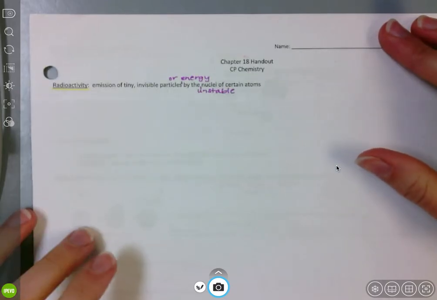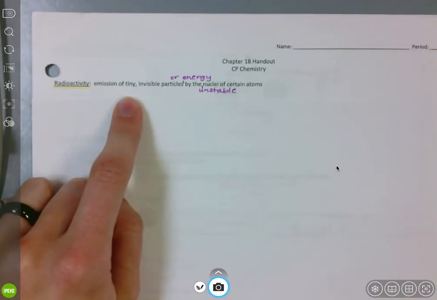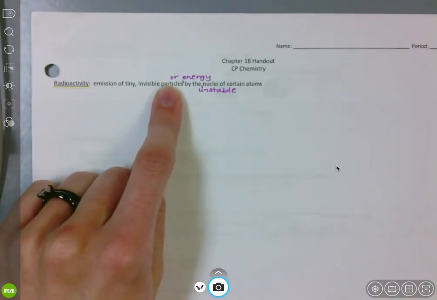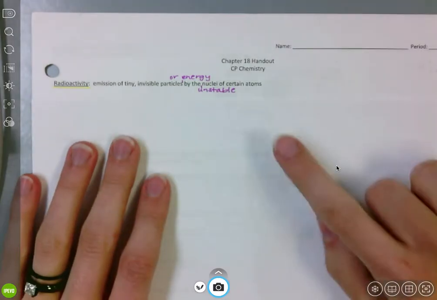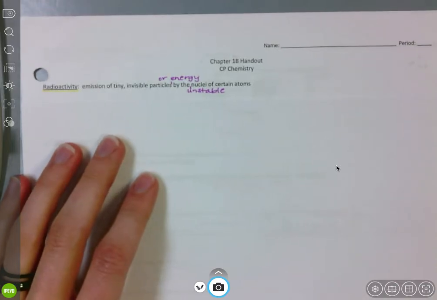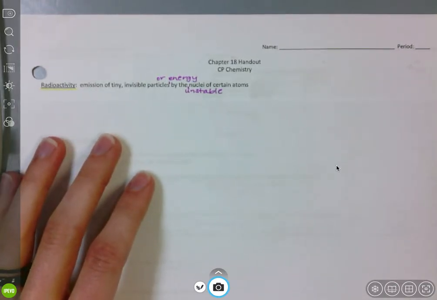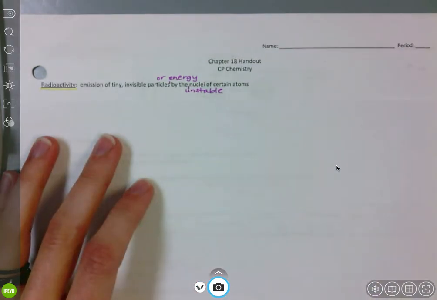The first thing that we see in our chapter handout is the definition for radioactivity. So radioactivity is the emission of tiny invisible particles or energy by unstable nuclei of certain atoms. So certain atoms, something's going on with their protons and neutrons that is causing these atoms to be unstable. So maybe they have a bunch of energy for some reason, which is making them unstable. So they need to let off some particles or energy in order to stabilize themselves.